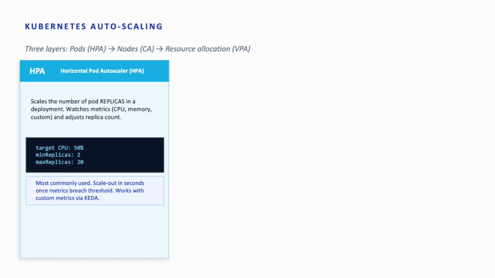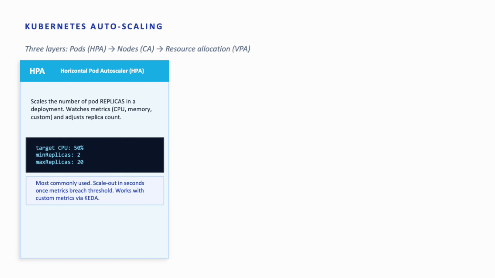HPA watches a metric and adjusts the number of running pod replicas for a deployment, right? So if you set target CPU to 50%, and the average CPU across all pods exceeds 50%, HPA adds more pods. And if it drops well below, HPA removes pods. Scaling happens in seconds to minutes, right?